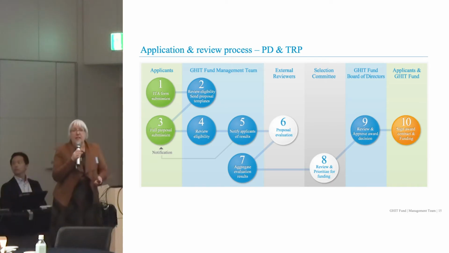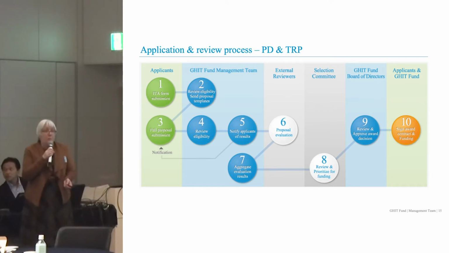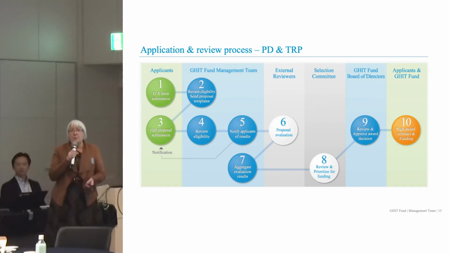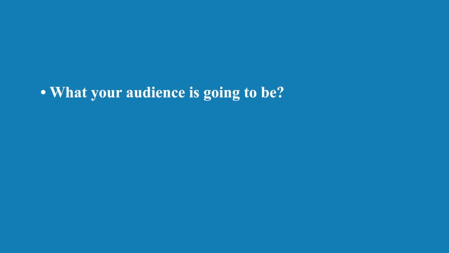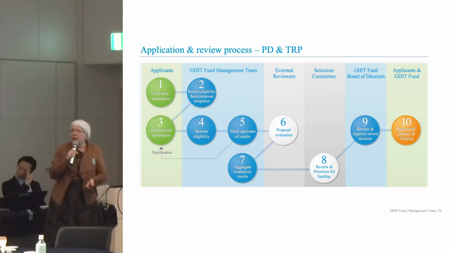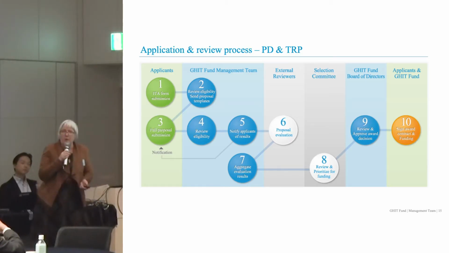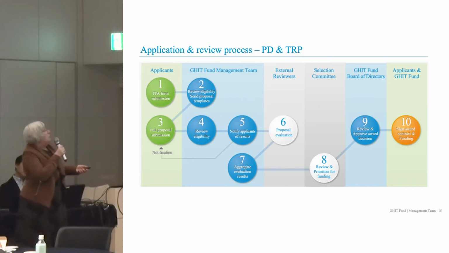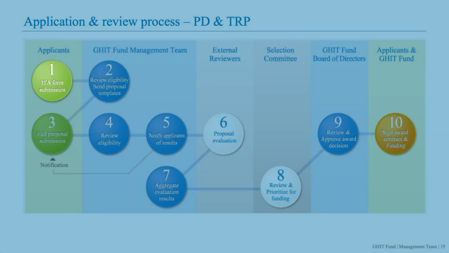Now, when you're writing anything, whether it be a scientific paper, whether it be a proposal, you need to keep in mind what your audience is going to be, what they need to do with the document, and what they need to get out of it. So what happens to your proposals when they come into us? So the first point is the intent to apply form, which is going to go into the GHIT management team.